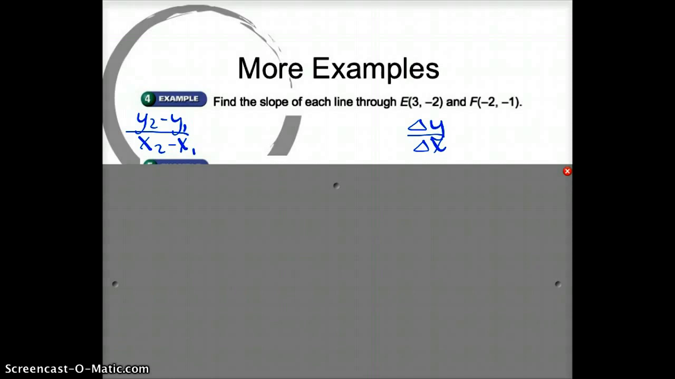So change in y, it goes from negative 2 to negative 1, so that looks like it's going up 1 space. Okay, from negative 2 to negative 1, it's rising up 1.